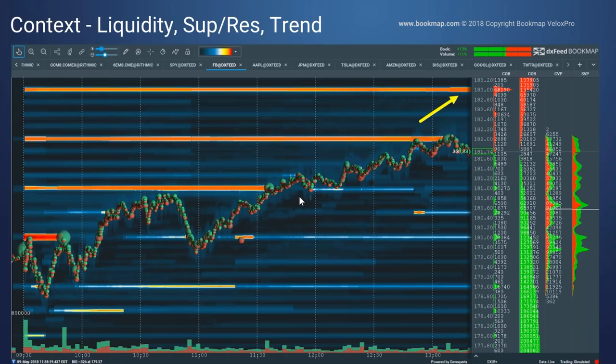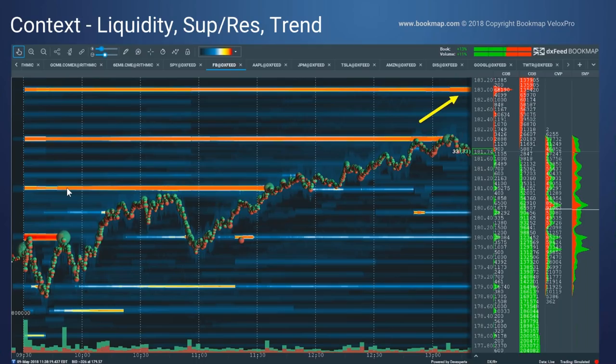Let's start to look at context too, of liquidity, as you know, support and resistance and trending environments. Now we're looking at Facebook here. We can see the open again here, move into high liquidity. It transacts, completely absorbed up here. We do not go through it. We come back down, but we haven't found enough sellers down here. We start to rotate back up and we find buyers, and now there's no liquidity here.